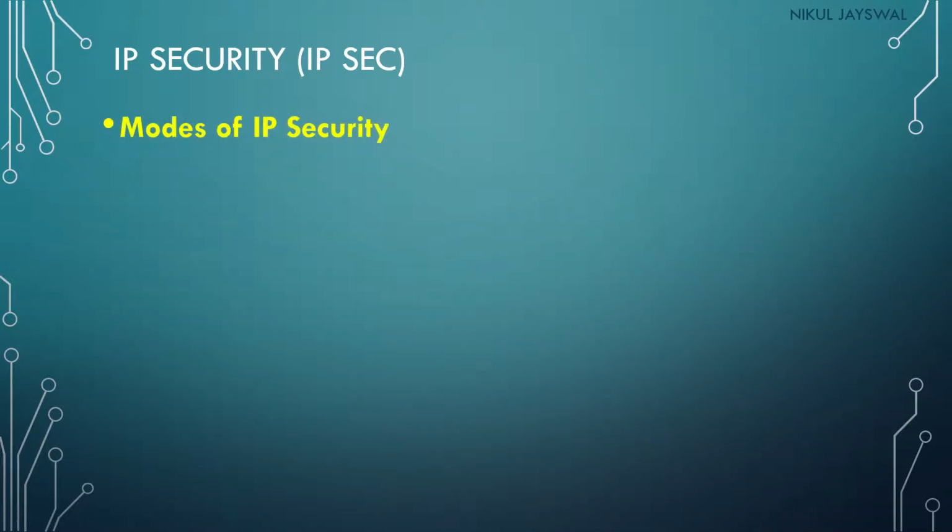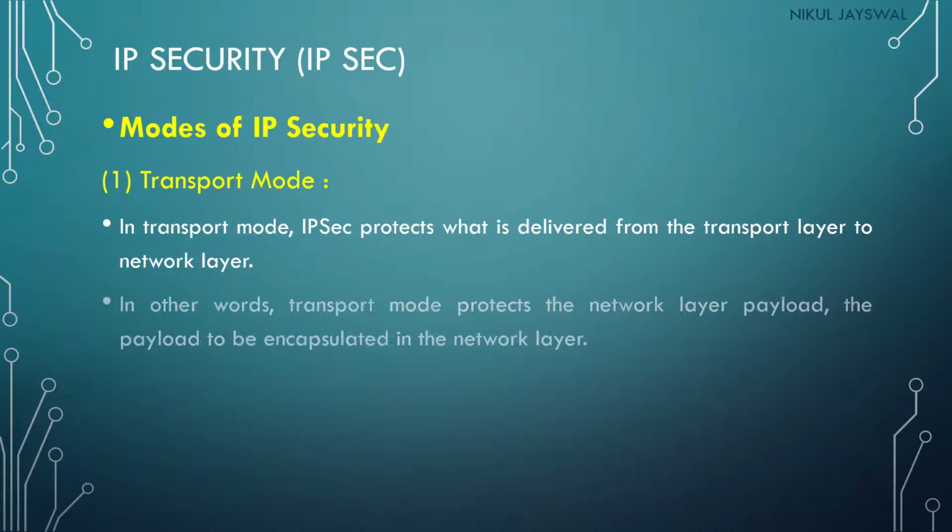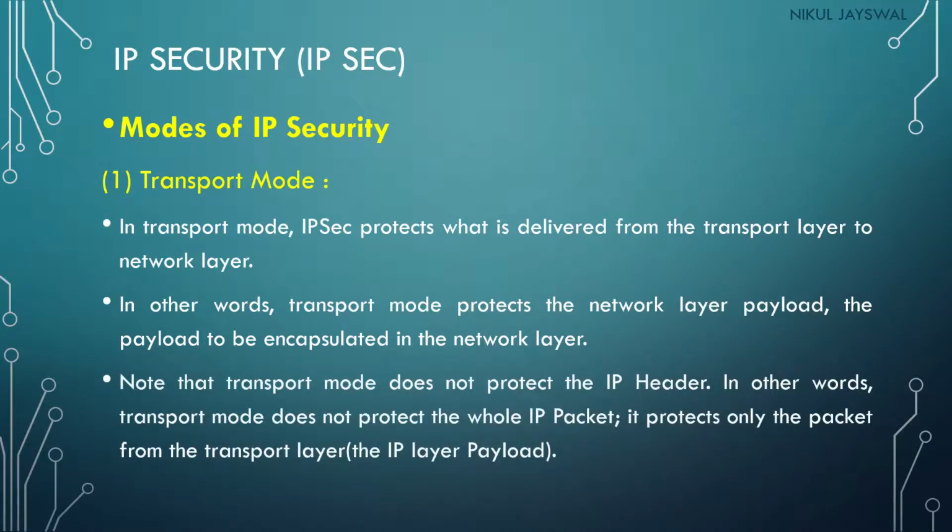Now next are the modes of IP security. There are two modes in which IPsec will work. First is the transport mode and second is the tunnel mode. Let's discuss how the transport mode works. In the transport mode, IPsec protects what is delivered from the transport layer to the network layer. So it will protect only data that is coming from the transport layer to the network layer. In other words, transport mode protects the network layer payload, the payload to be encapsulated in the network layer, which we will see in the next slide.